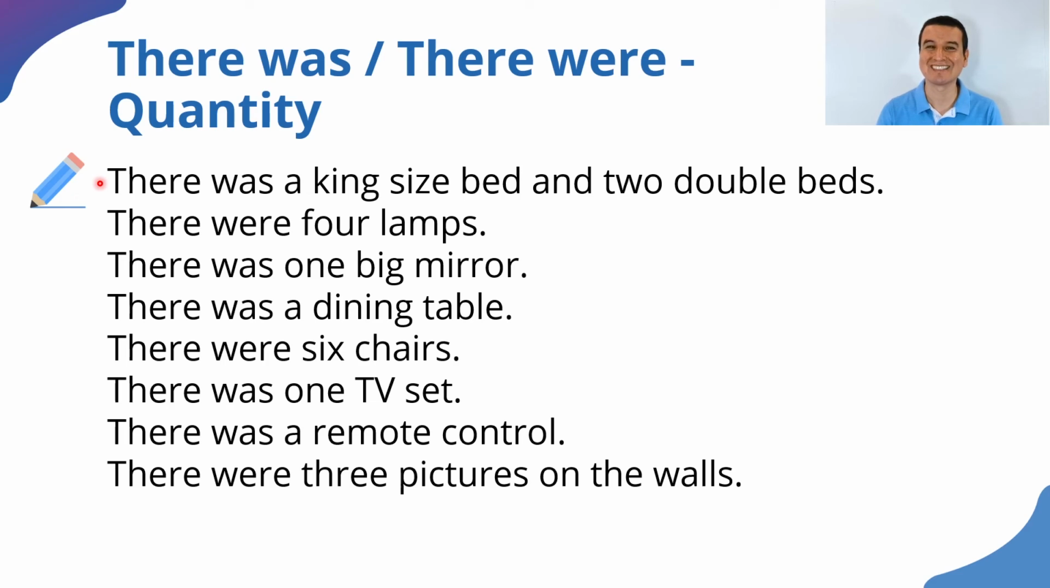There was a king-size bed and 2 double beds. There were 4 lamps. There was 1 big mirror. There was a dining table. There were 6 chairs. There was 1 TV set. There was a remote control. There were 3 pictures on the walls.